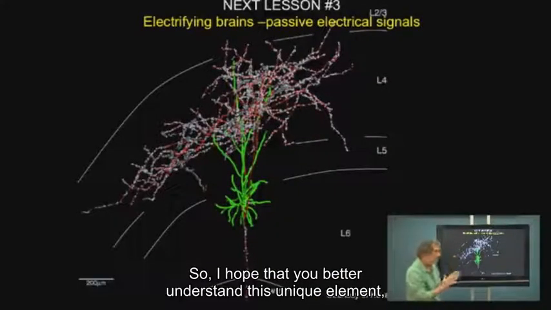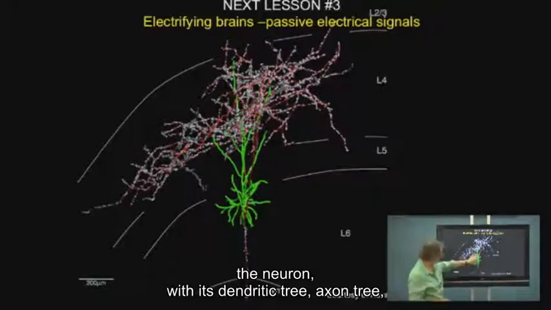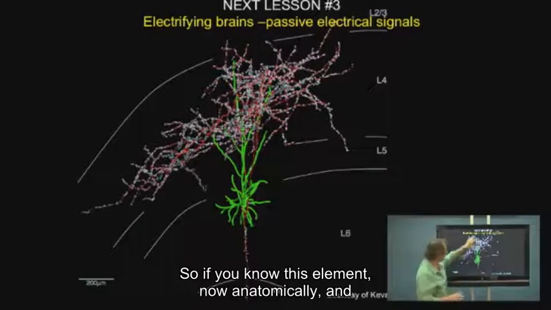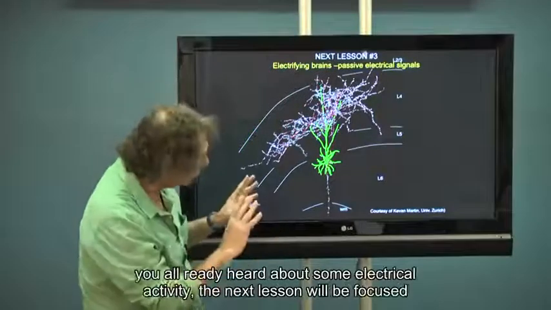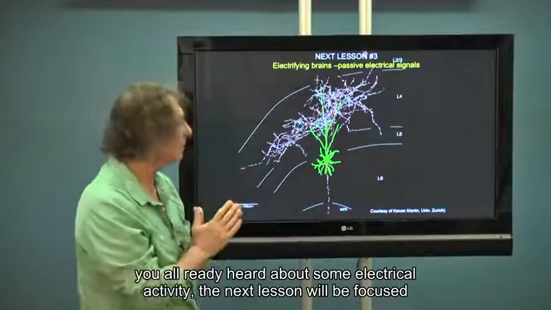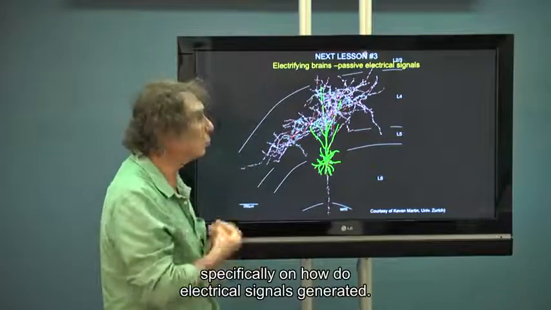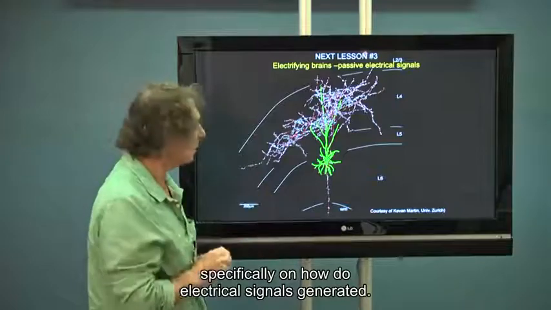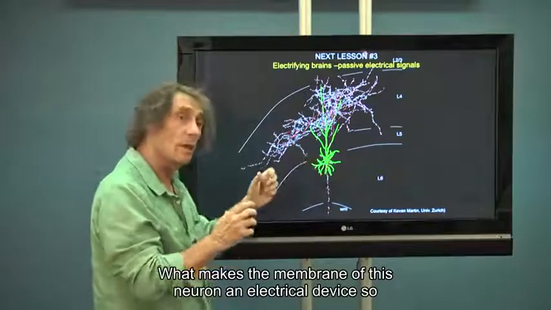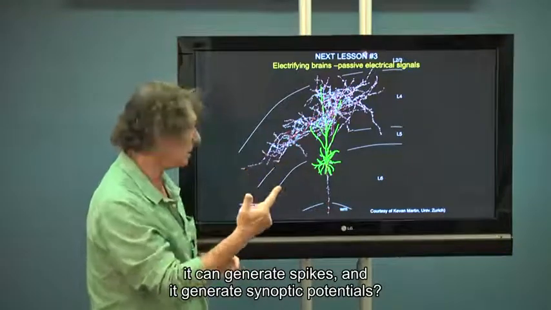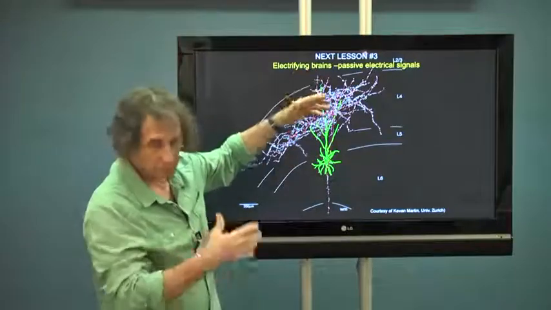So, I hope that you better understand this unique element, the neuron, with its dendritic tree, axonal tree, release sites that enables the interaction through synapses. So if you know this element now anatomically, and you already heard about some electrical activity, the next lesson will be focused specifically on how electrical signals are generated. What makes the membrane of this neuron an electrical device so it can generate spikes and it generates synaptic potentials. So this is the next lesson. See you next week.